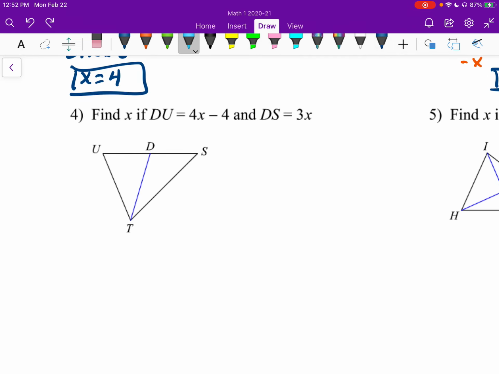So DU is 4x minus 4, and DS is 3x. Well, that little blue line, the one that they drew in, not the one that I drew in, is a median. So that means that it cuts that opposite side in half. It bisects it. So the blue has to be equal to the black, right? These two pieces are equal. So I can say, well, 4x minus 4 is equal to 3x.